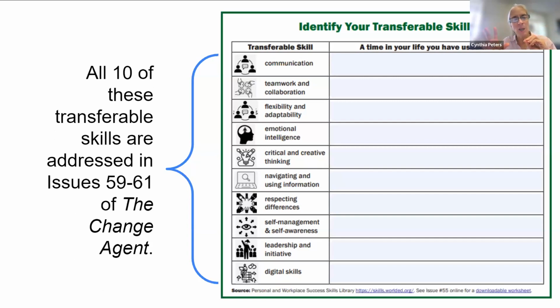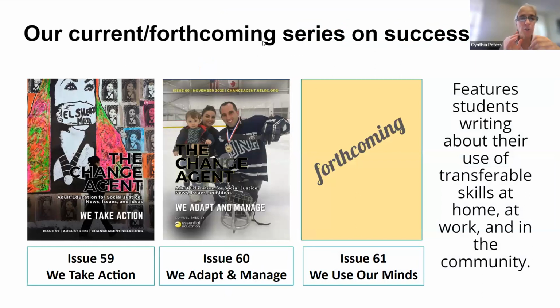But working with Jen and Essential Ed, the Change Agent has now set out to create 3 issues of the magazine that are specifically dedicated to transferable skills. Again, we use the 10 skills identified in the Personal Workplace Skills Library, and we created 3 issues that address those 10 skills. Those are issues 59 through 61. If you go to the next slide, you'll see that 2 of them are published at this point, issue 59 and issue 60. They're available on our website. Issue 61 is coming out in February of 2024.